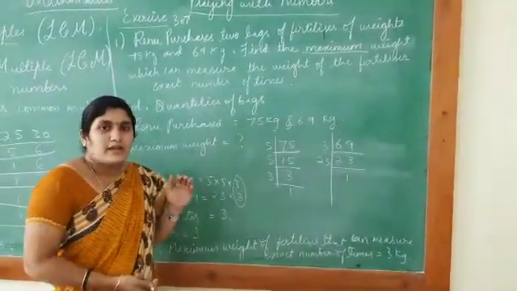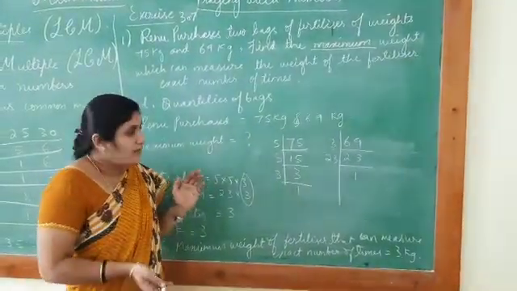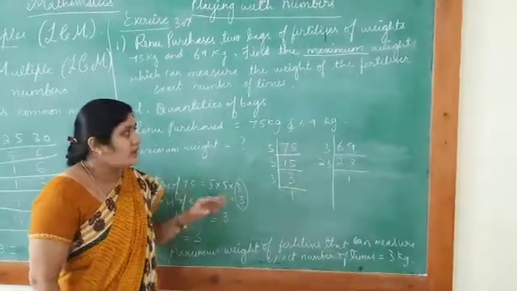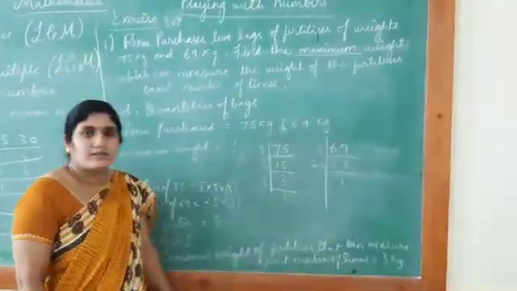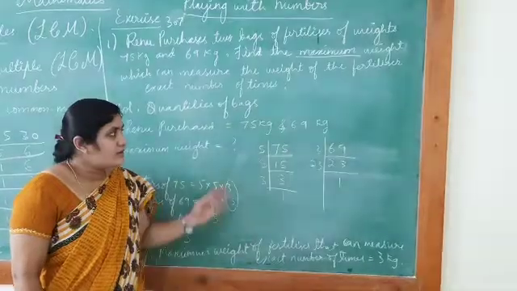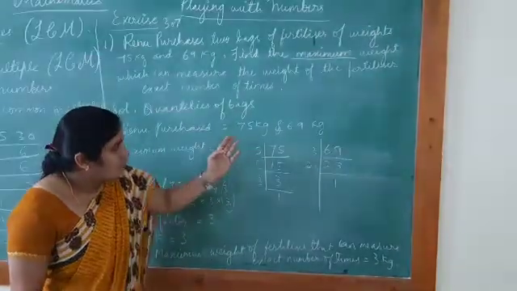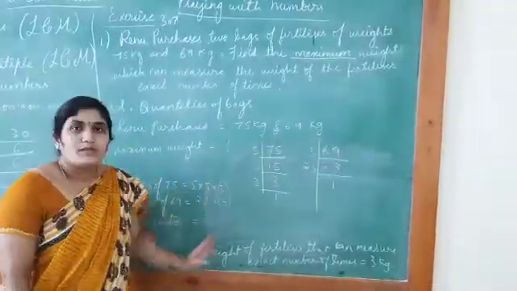That means any container which has the capacity of 3 kg can measure 75 kg and 69 kg simultaneously, or you can say it divides both the numbers completely.